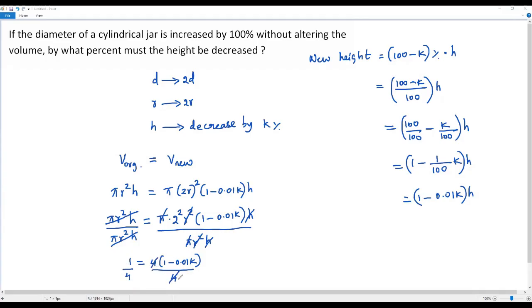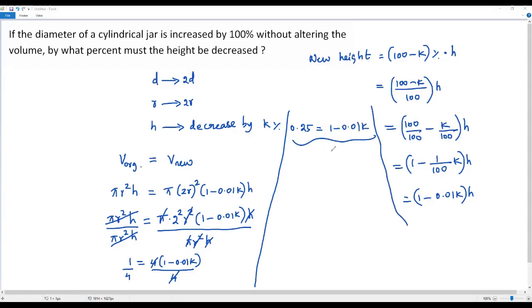Now let me divide both sides of this equation by 4. Then the 4 will cancel out. We get 1 over 4 on the left side, and the value of 1 over 4 is 0.25. On the right side, we have 1 minus 0.01 K. Now we have to solve for K in this equation. Let me subtract 1 from both sides. The 1 minus 1 cancels out. Combining positive 0.25 and negative 1, I get negative 0.75 equals negative 0.01 K.